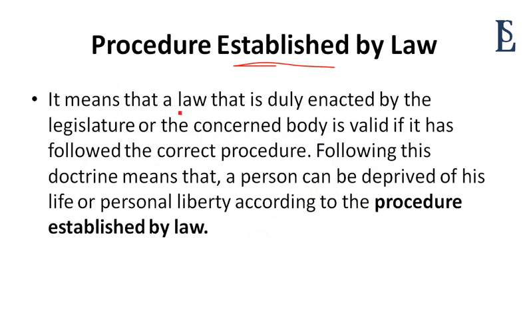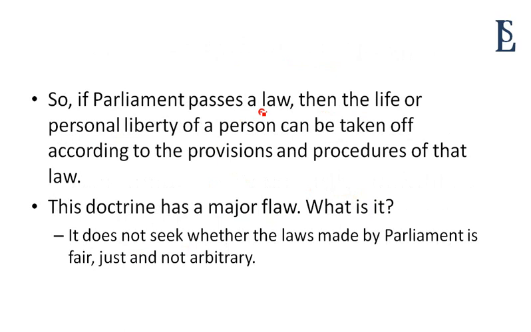What is it about? It means that a law that is duly enacted by the legislature or the concerned body is valid if it has followed the correct procedure. Following this doctrine means that a person can be deprived of his life or personal liberty according to the procedure established by law. Okay. So if the parliament passes a law, then the life or personal liberty of a person can be taken off according to the provisions and procedures of that law. So this is said by Article 21.